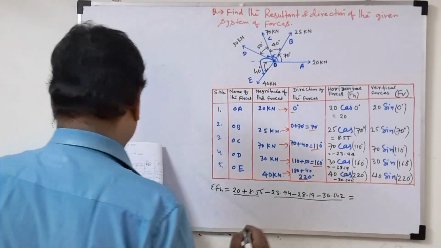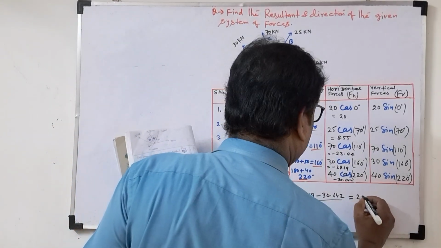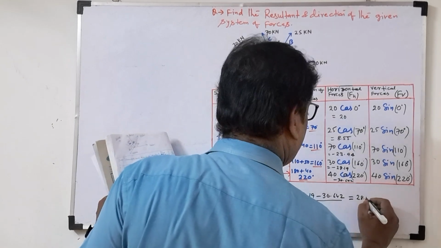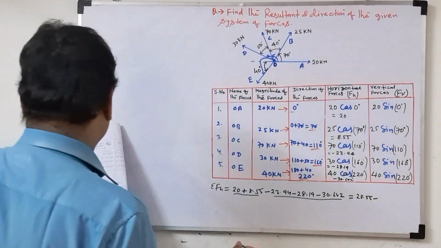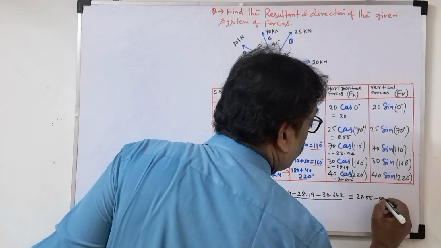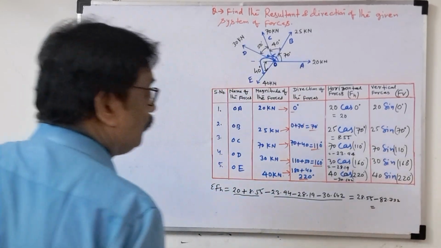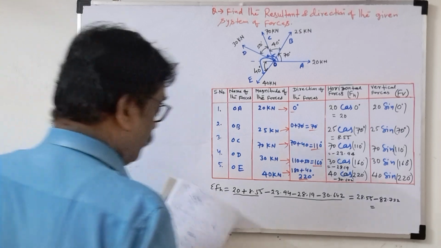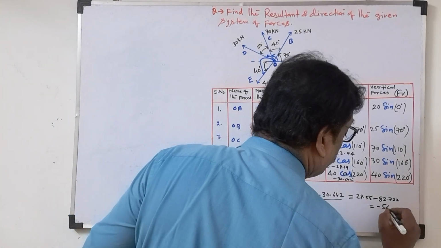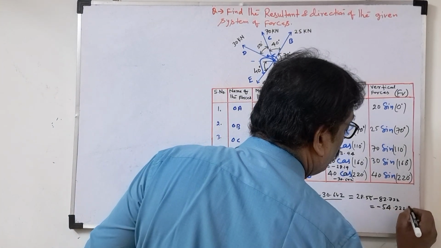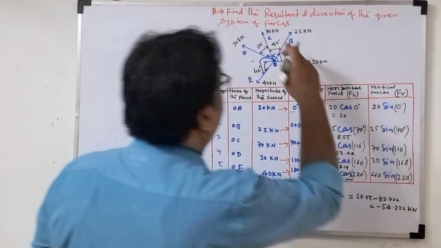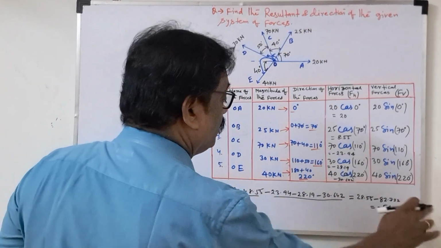So what will that be? Both I'm writing here. So this will come 28.55 minus 82.722. So this value is coming minus 54.222 kilonewton, because all the forces are given in kilonewton. So sigma FH is the total force.